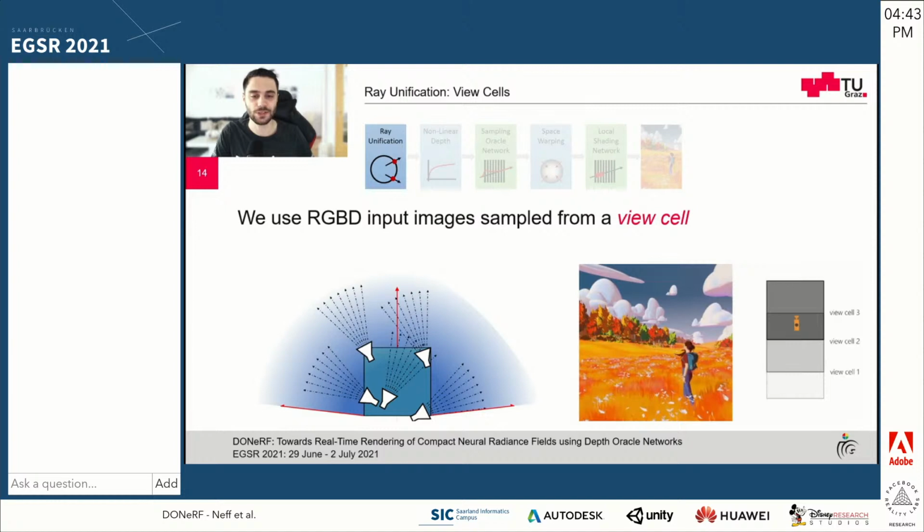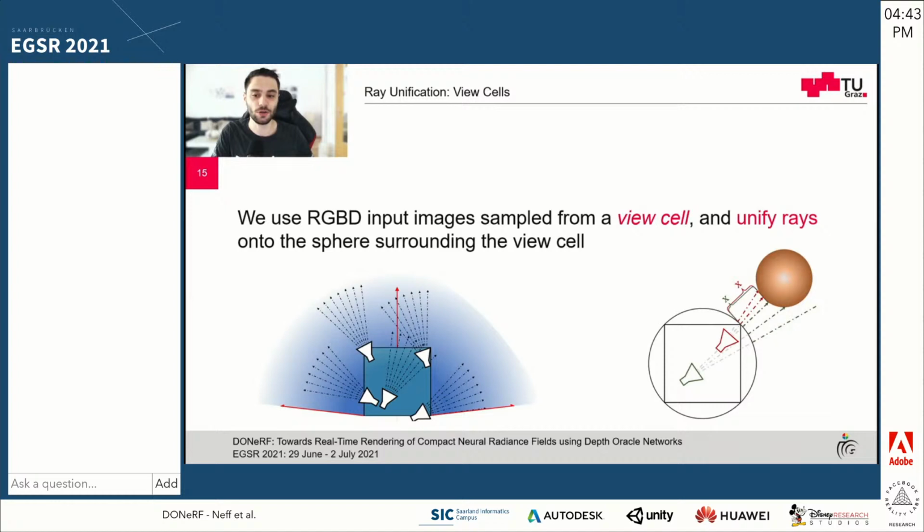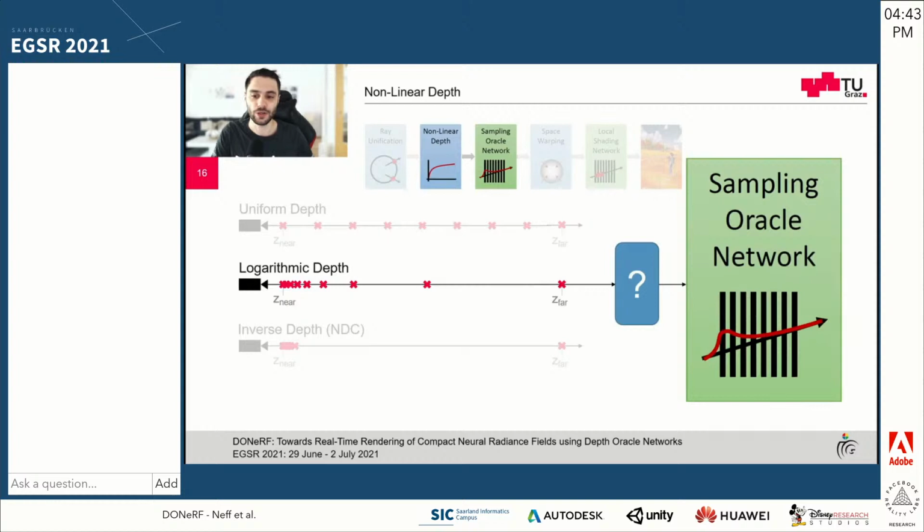the generality of DONeRF. We take advantage of the view cells by unifying all view rays, such that identical rays map to the same origin on the sphere surrounding the view cell. This makes the learning task of the following networks easier. Our initial experiments have shown that a good compromise for a wide variety of scenes is to consider the space between the near and far planes logarithmically. This intuitively spaces samples further apart as the depth increases, but is not as aggressive as the 1 over x spacing of normalized device coordinates.